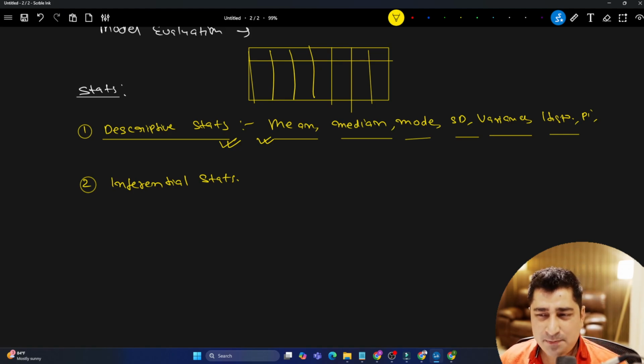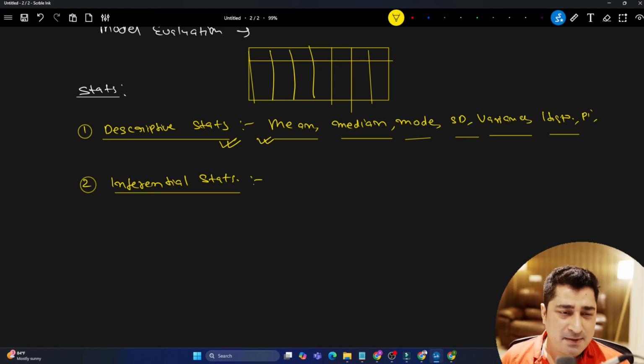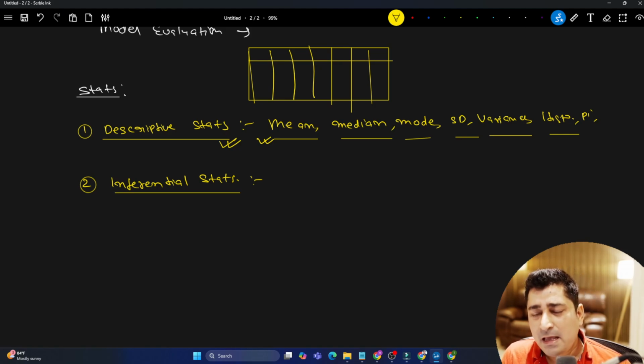So what is the next part? Inferential statistics. Now, what is the meaning of inferential statistics, by the way? Just try to focus on this word called inference. What is the meaning of inference? Inferencing is nothing but prediction. So doing some sort of prediction out of the data, finding some sort of probability out of the data. This is the meaning of inference.